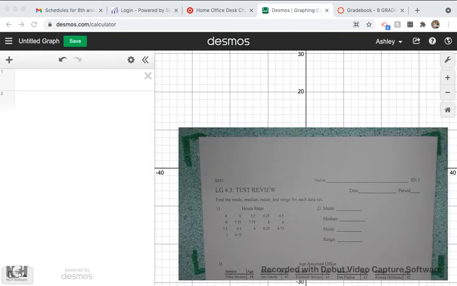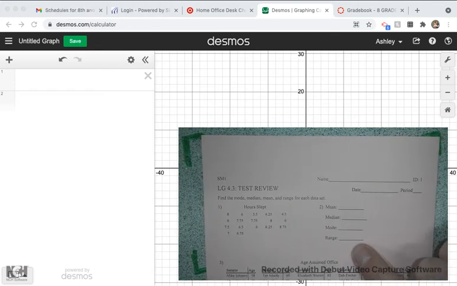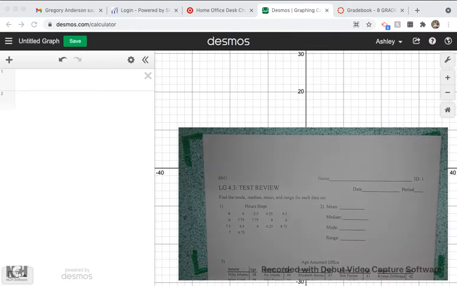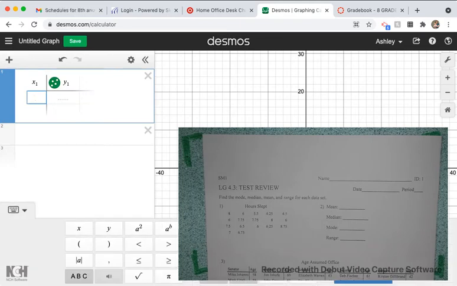Alright guys, so today we are working on our test review and we are using our Desmos calculator. So the first thing that we're trying to do is figure out our mean, median, mode, and range. So for that, on Desmos, what you're going to do is this plus sign, and then we're going to create a table of values. And it doesn't matter which letter you use, honestly.